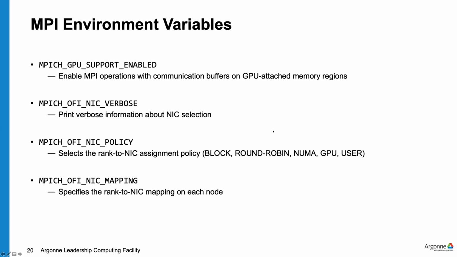And then a few other options for understanding how you're mapping to the NICs and using them. So if you want to get verbose information about the NIC selection for your application, you can use the MPICH_OFI_NICS_VERBOSE environment variable by setting it. And then if you want to control this mapping, there's a couple of different ways. So MPICH_OFI_NIC_POLICY allows you to give it a different assignment policy, the options being BLOCK, ROUND-ROBIN, NUMA, GPU, and USER. Or you can use MPICH_OFI_NIC_MAPPING to specify a specific rank to NIC mapping for each node.